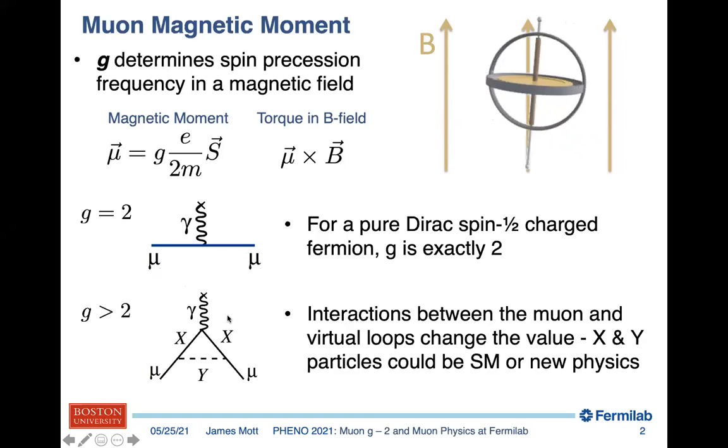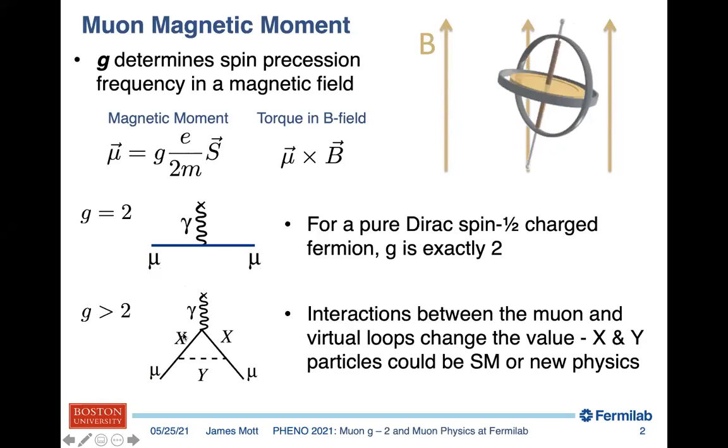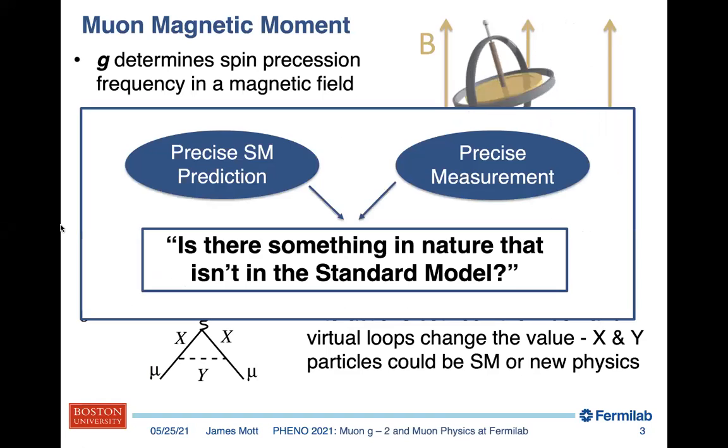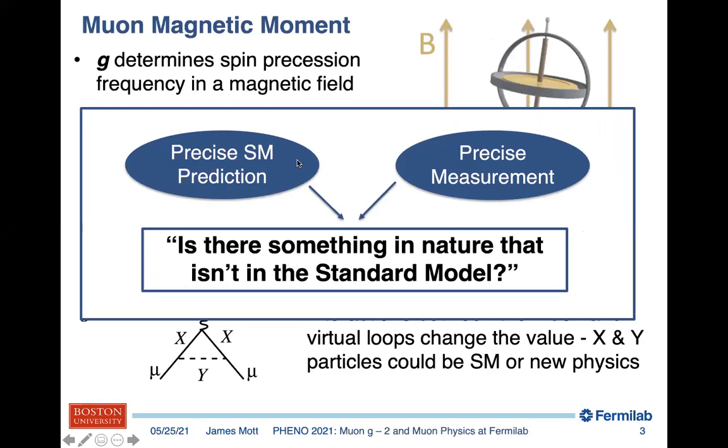Now the X and Y here could be standard model particles, or they could be new physics particles, and they're all having an influence on this g value. What's particularly nice about g is that it's something we can predict from the standard model very precisely, but it's also a quantity that we can measure very precisely. So we make these two precision predictions and measurements, and we then compare them. If they agree, fine. But if they don't, then it's telling us there might be something in nature that isn't in the standard model. So this is the whole point of the experiment.